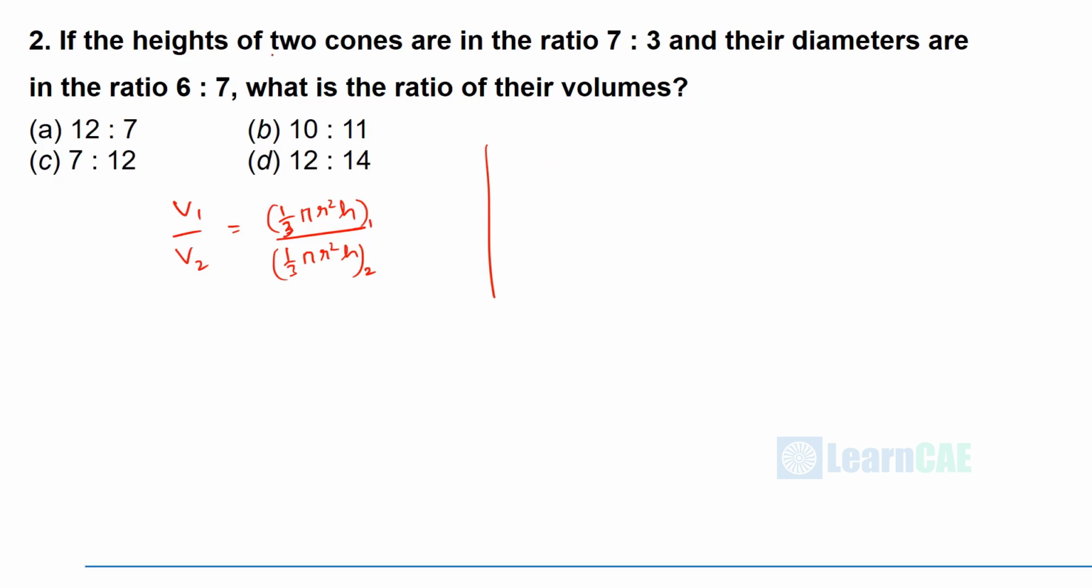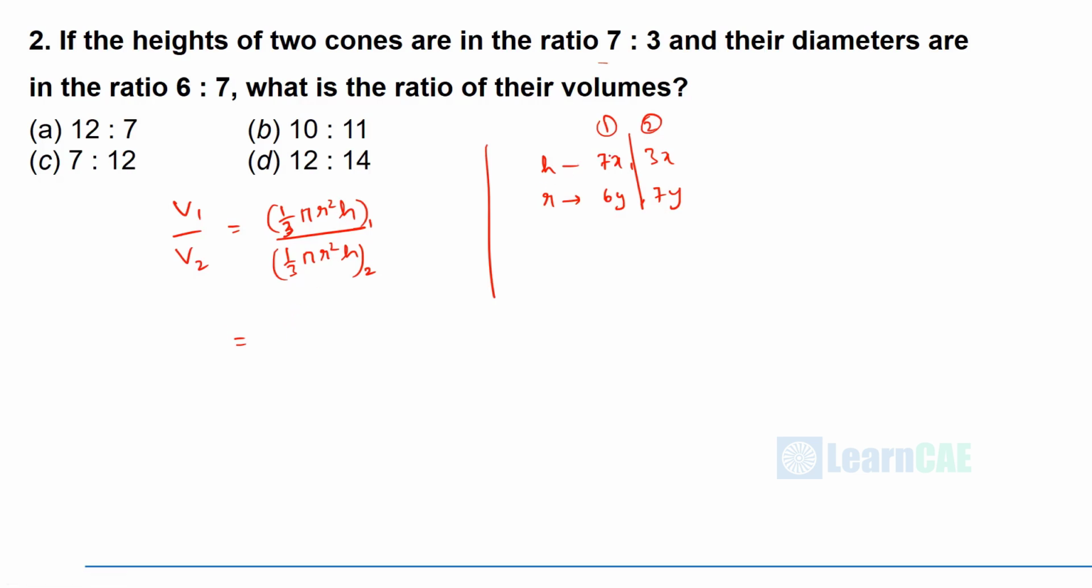Okay, they are saying the heights are in the ratio 7:3. Let the height be 7x and 3x for cone 1 and cone 2, and the diameters in the ratio 6:7. So the radius also will be in the same ratio. Let us take 6y, 7y. We shall substitute these values. We can cancel out 1 by 3 into pi. So this will be r square h.